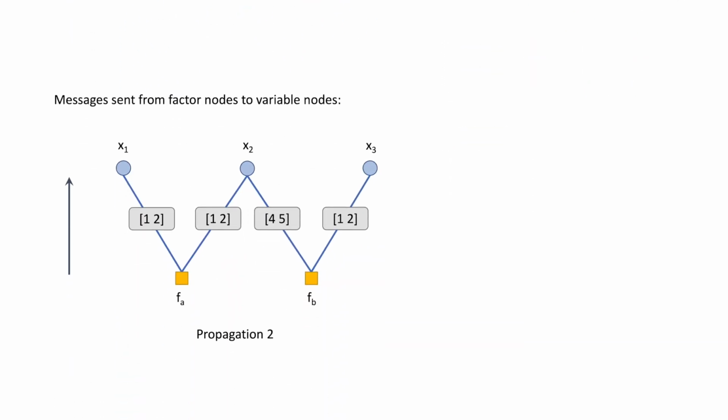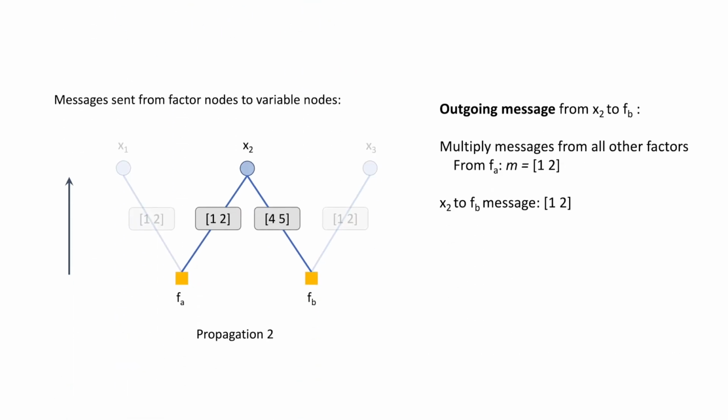After calculating all messages from factors to variables, we obtain propagation 2 here. The outgoing message from variable to factors for the next propagation is the product of the received messages. For example, the outgoing message from x2 to fb in the next propagation will be the product of all messages that x2 has received except for the one from fb itself. In this case, the only other message is from fa, so x2 simply passes the message from fa to fb without processing it, and vice versa.